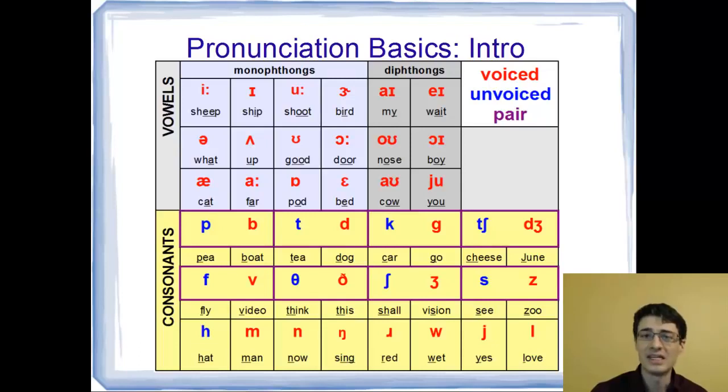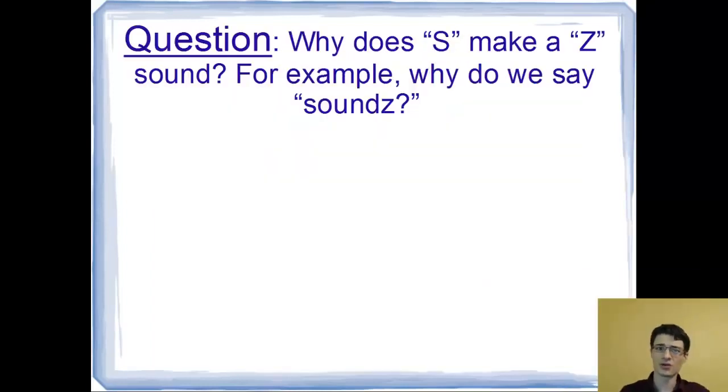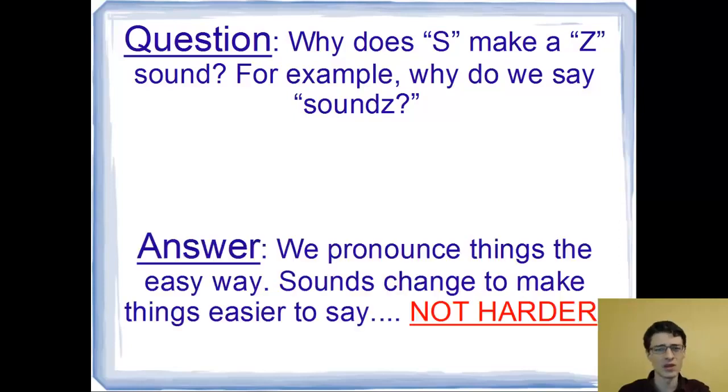This chart is the International Phonetic Alphabet for American English. It looks very complicated, but don't worry. After this lesson, you will understand more about pronunciation than many native speakers of English. Let's start this lesson with a common question. Why does S make a Z sound? For example, why do we say sounds?